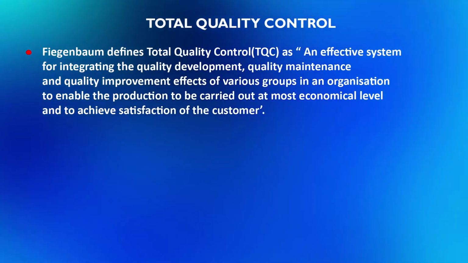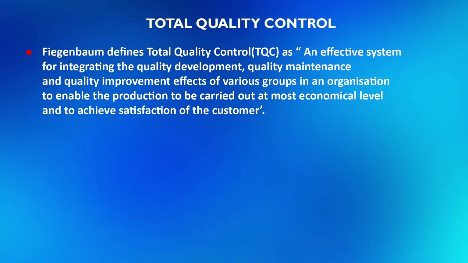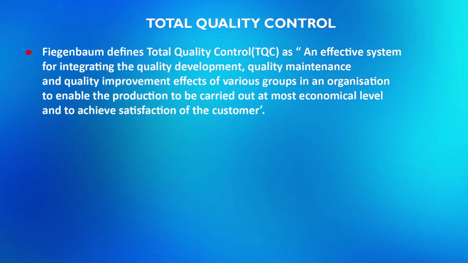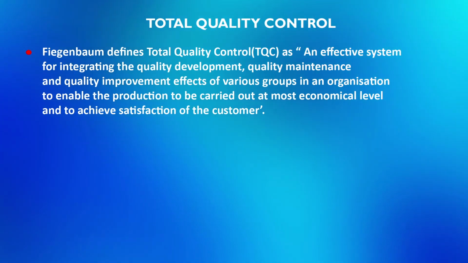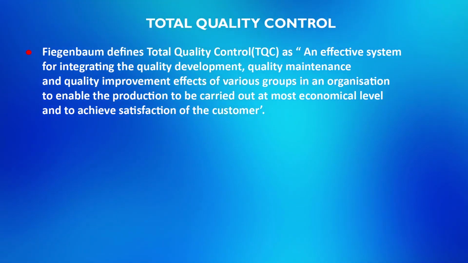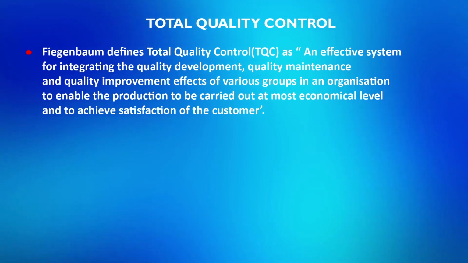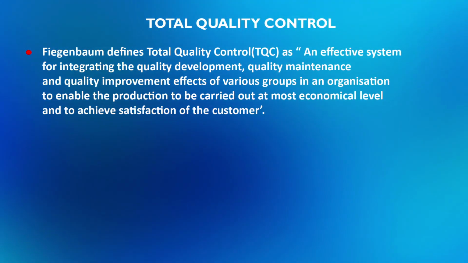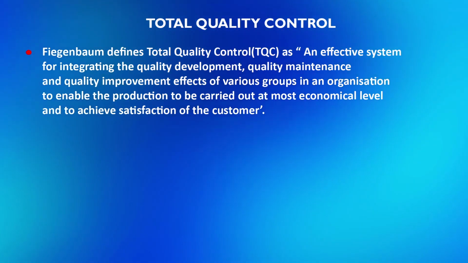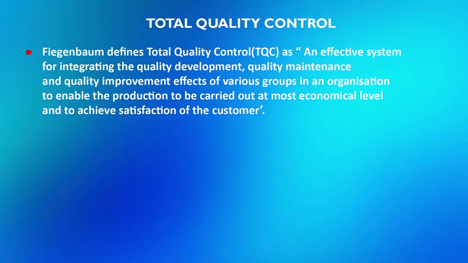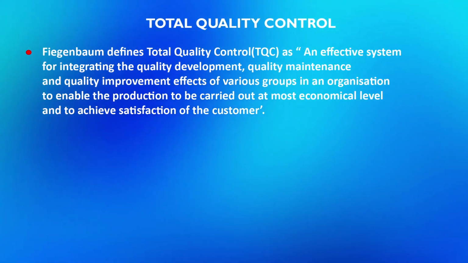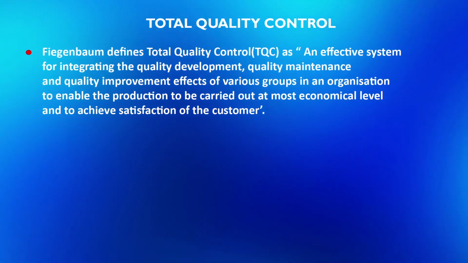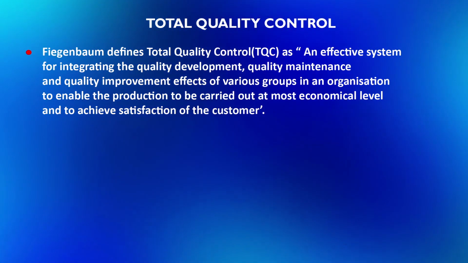Then next comes total quality control. The quality guru Feigenbaum defines total quality control, TQC, as an effective system for integrating the quality development, quality maintenance and quality improvement efforts of various groups in an organization to enable production to be carried out at the most economical level and to achieve satisfaction of the customer.